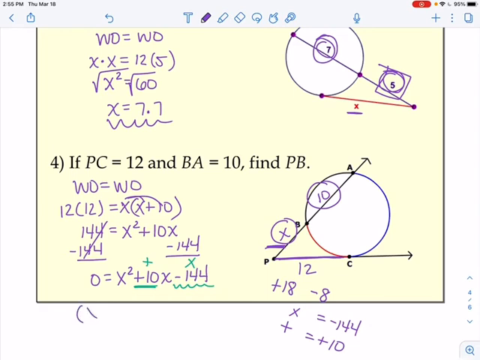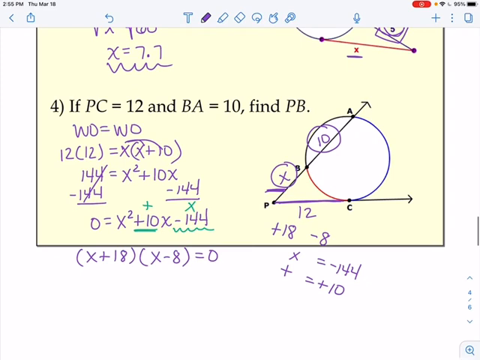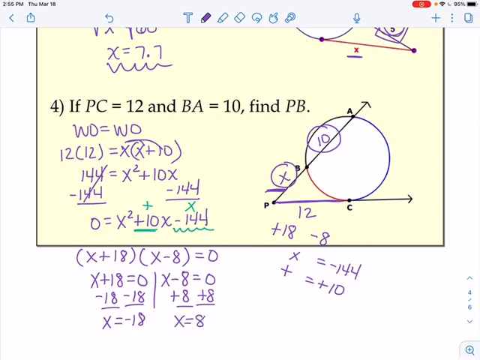So this is going to factor into x plus 18 times x minus 8. And that's going to equal 0. Again, we'll set each factor equal to 0. Subtract 18 from both sides, and x is going to equal a negative 18. Add 8 to both sides, and x is going to equal a positive 8. Again, if x is representing the length of a line segment, you can't have a negative length, which means that your only answer here is going to be a positive 8.